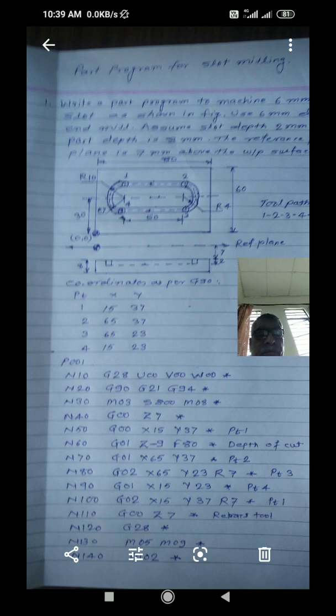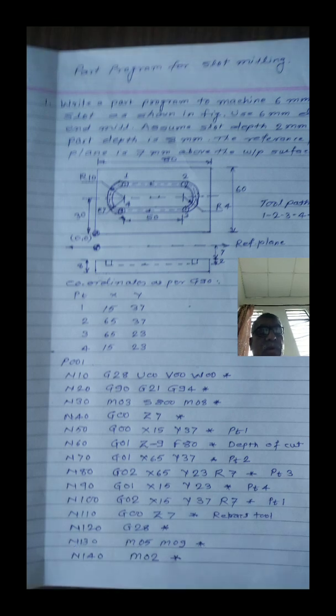Now, after completing the machining operation, you have to move the tool to the machine reference position or home position with the code G28, that is block number N120, G28, end of the block. Then next block is N130, M05, M09. M05 means spindle stop, M09 coolant off. Is it okay? And last block is N140, M02, end of the block. Program end. Is it okay?